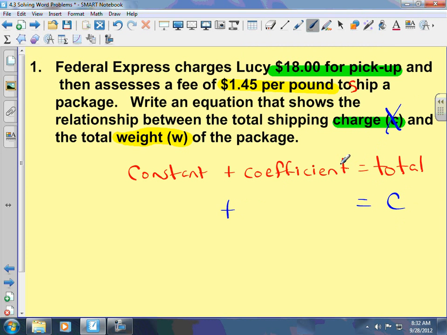That's my total. Now, what number is not going to change? Because that's going to be your constant. 18, right. They come to pick up a package from you, no matter what, it's $18. So that's not going to change. That's your constant. Well, all you have left now is 1.45 and W. So 1.45 and W go together. You're done. I can't make this any easier than that. If you get this wrong on the test, I seriously will not know how to help you. I can't make it any easier than that.